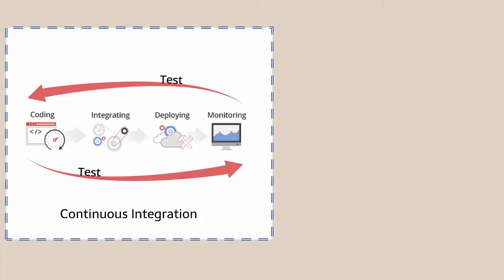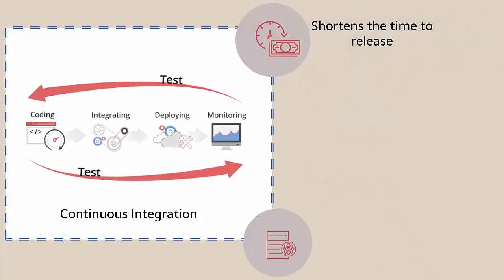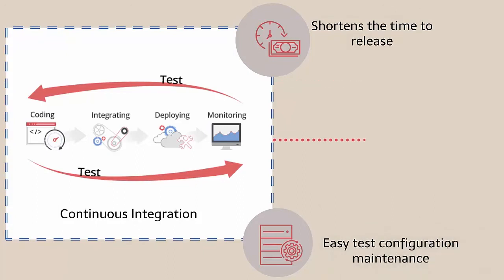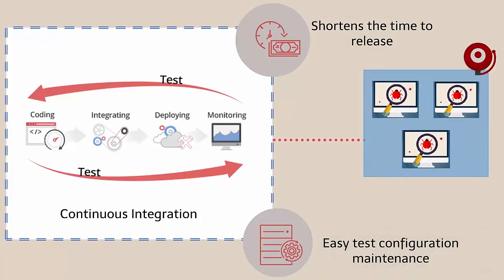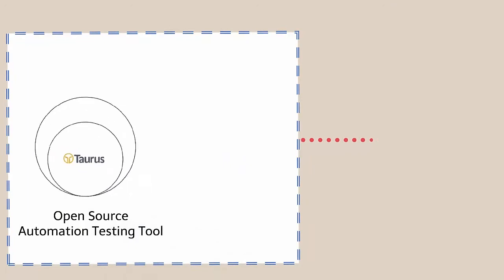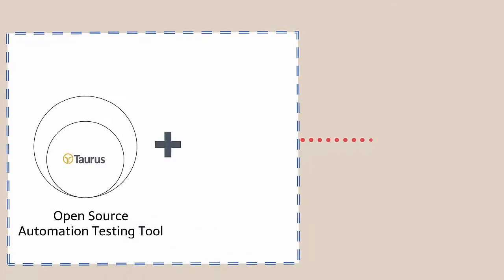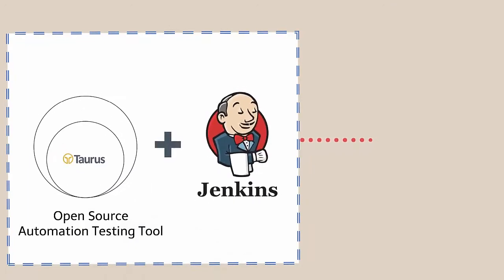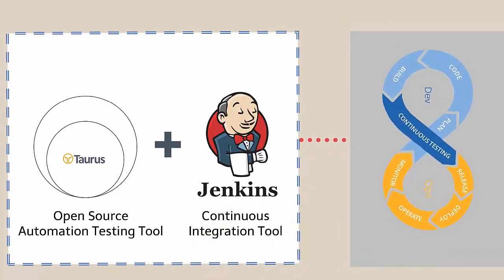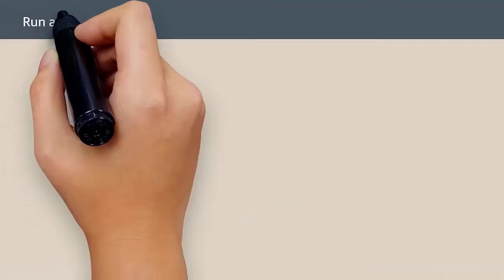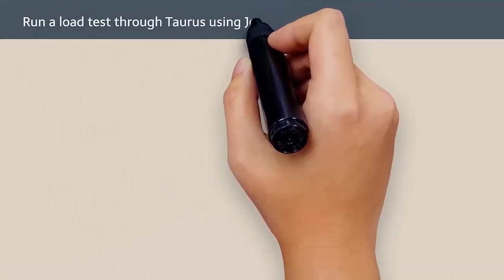Continuous integration shortens the time to release and ensures easy test configuration maintenance, but testing can be complicated. With an open source automation testing tool like Taurus and its integration with other continuous integration tools like Jenkins, continuous testing is made easy. Here you will learn how to run a load test through Taurus using Jenkins pipeline.